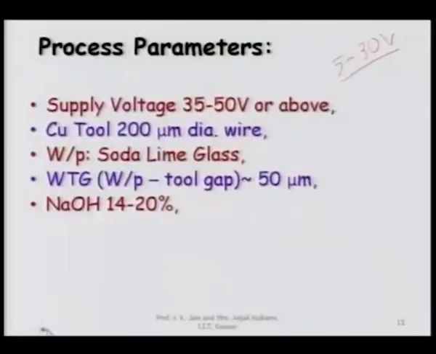Sodium hydroxide has been used as the electrolyte, and the concentration was varied from 14 to 20%. In micro machining, you can go even lower than this concentration.